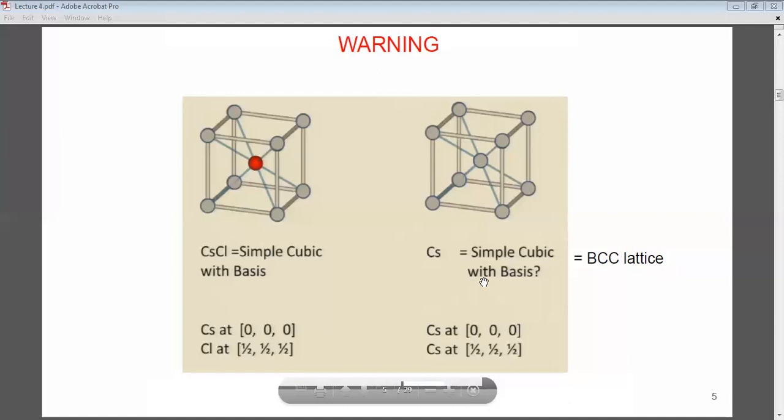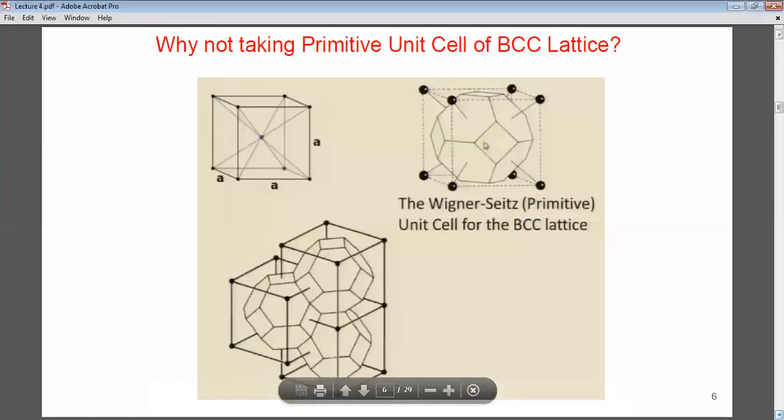Now, you might wonder why we are taking a conventional unit cell that has 2 lattice points rather than taking a primitive unit cell with only 1 lattice point. Wouldn't that be easier? The reason we are not taking a primitive unit cell is because primitive unit cells are kind of ugly looking. Look here, this is the Wigner-Seitz unit cell for the BCC lattice. It is a truncated octahedron. It has around 18 sites. The lattice point is in the center, so it's an ugly shaped object that is difficult to deal with.